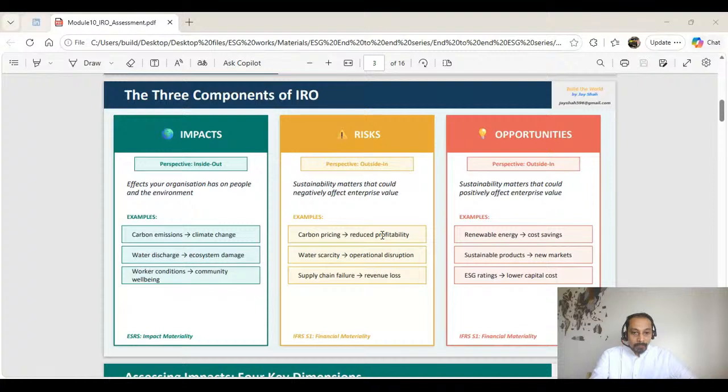Another example: your supply chain might involve a labor practice that affects workers in ways that violate their rights. Your operation might discharge water that affects downstream communities. Your products might contain a chemical that harms consumer health. All of these are impacts, and for that it is very important to understand the inside out perspective through your organization, your product, your service.